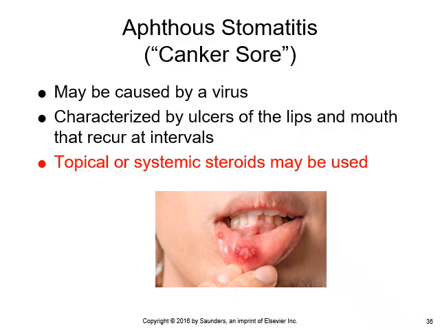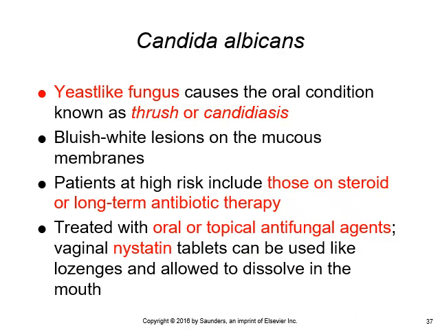Aphthous stomatitis, or canker sore. This may be caused by a virus, and it looks like this. It's characterized by ulcers of the lips and the mouth that recur at intervals. We can give them topical or systemic steroids.